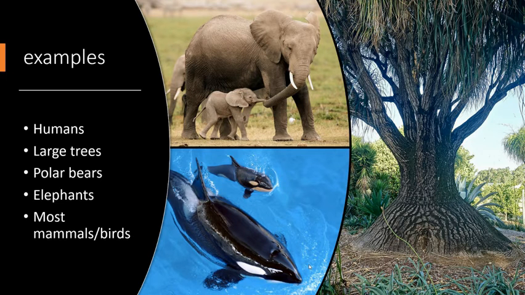So examples of K-selected species, as I said, are humans and very large trees, although they don't provide any parental care, but they produce not very much. Polar bears, elephants, and most mammals and birds really fall into this category.